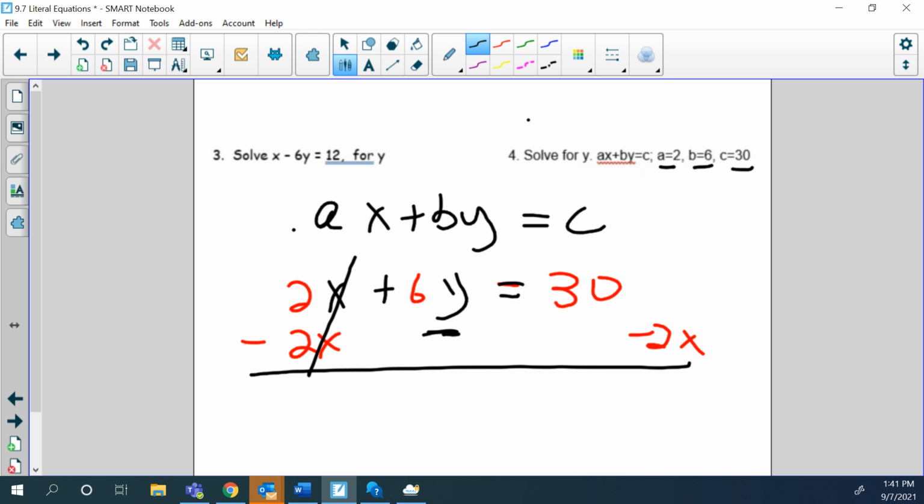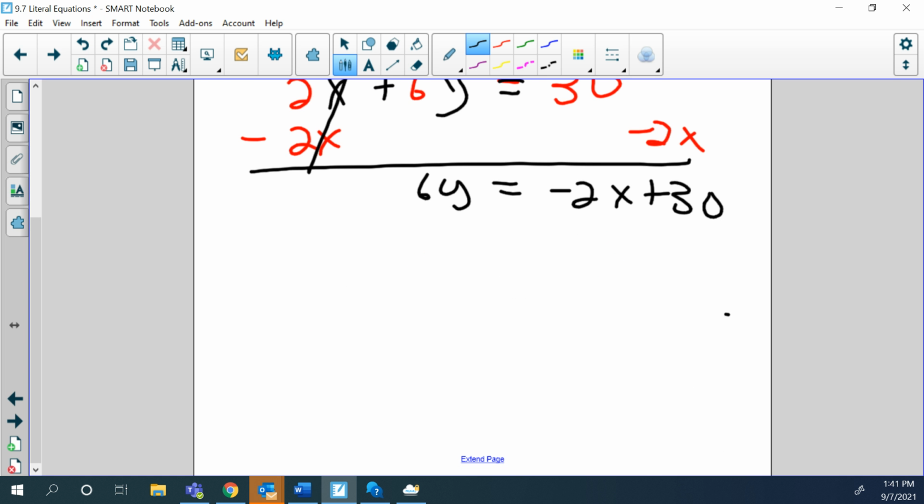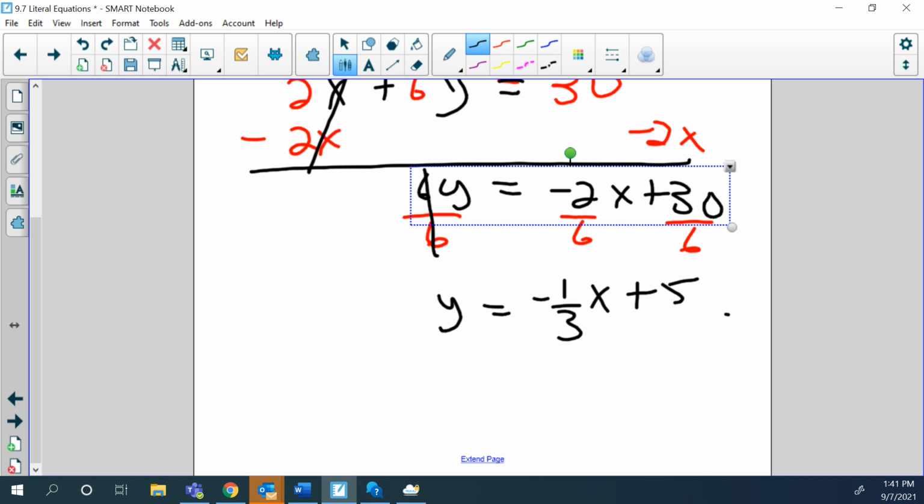So all I'm left with now is 6y is equal to negative 2x plus 30. Okay. Now I have my 6y inside. Now I've got to get rid of the 6. So I'm going to divide by 6 here, divide by 6 there, divide by 6 there. Okay? And so that goes away. I'm left with y is equal to 2 divided by 6. I can reduce that to 1/3. So give me negative 1/3 x. And 30 divided by 6 is 5. So plus 5. All right.